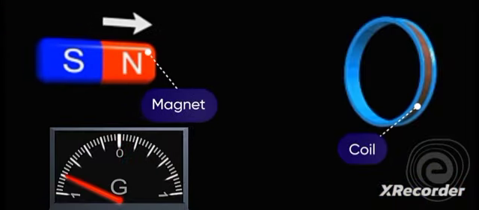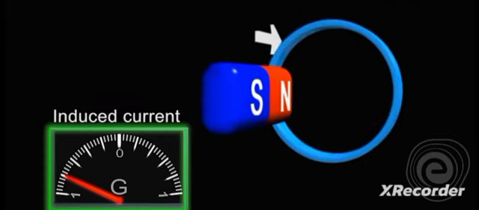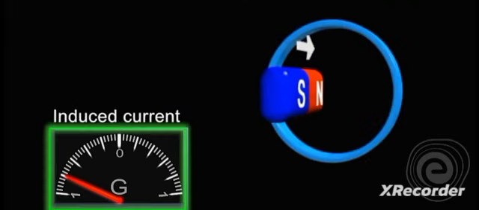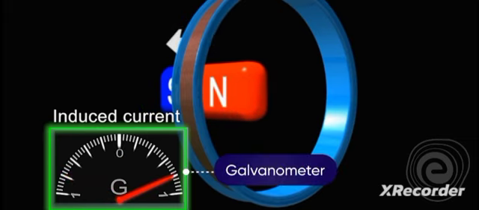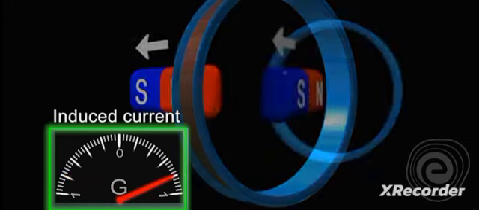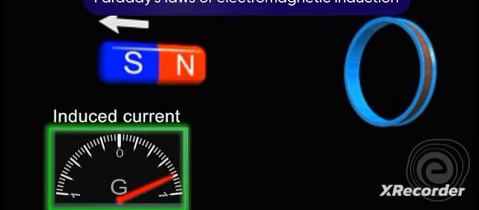We already know that due to the relative motion between a magnet and a coil, the current is induced in the coil as indicated by the galvanometer. To know more about this phenomenon, we will study Faraday's laws of electromagnetic induction.